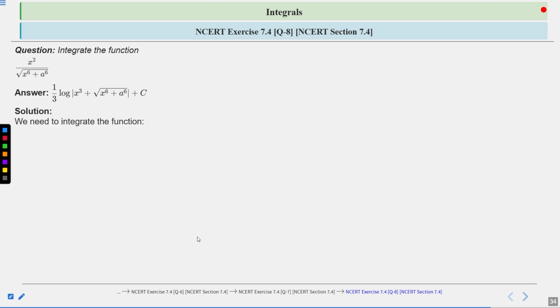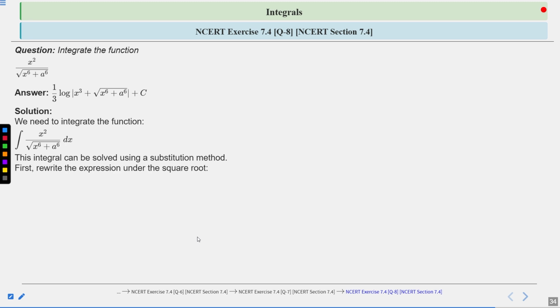We need to integrate the function, which is the integral of x squared dx upon root over x to the power 6 plus a to the power 6. The integral can be solved basically using the substitution method.